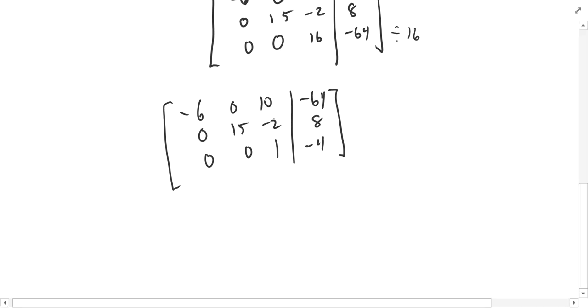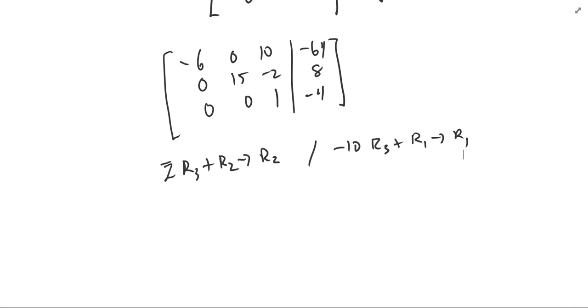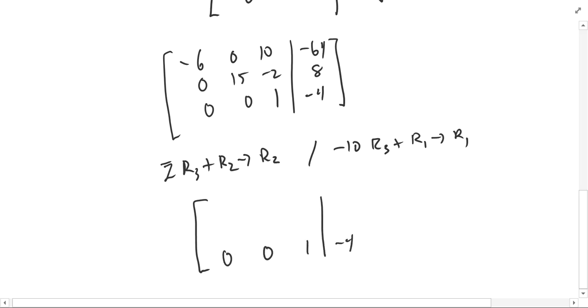All right, I want to make a 0 up above that. I want to turn this negative 2 into 0. So let's do positive 2 times row 3, add it to row 2, put it back into row 2 spot. And I'm also going to do negative 10 times row 3 plus row 1, put it into row 1 spot. That'll create the 0 in the top row as well. So the bottom row stays the same, 0, 0, 1, negative 4.